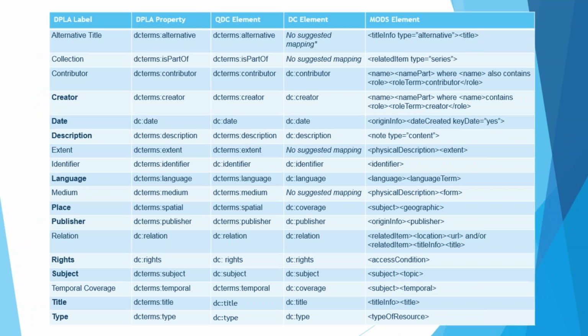All right. So we have a table here that represents the crosswalk between qualified Dublin Core, simplified Dublin Core, MODS, and the DPLA metadata application profile. And then on the left-hand side, we see the DPLA label. All of the fields that are in bold are field names that are visible in the DPLA portal. And in the next half of the presentation, we'll go into more depth on how each of those fields functions and the best way to map those.